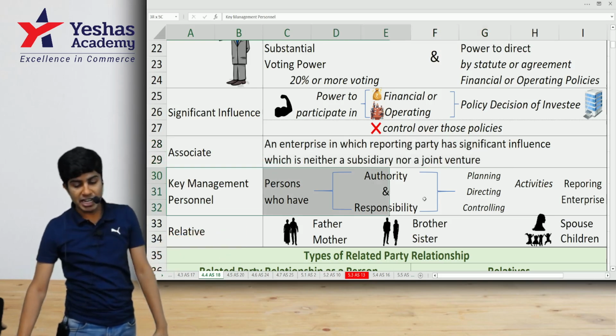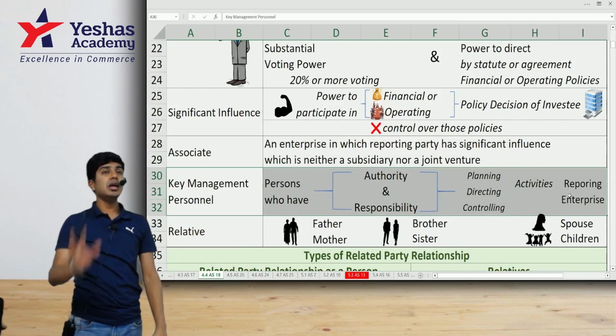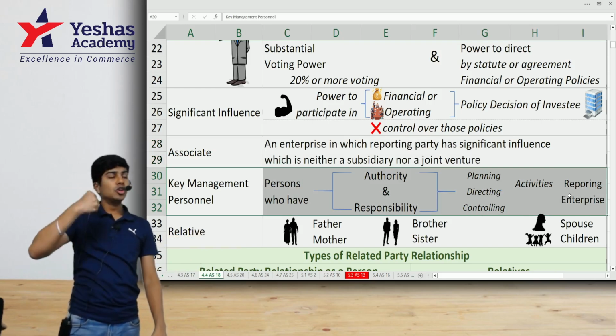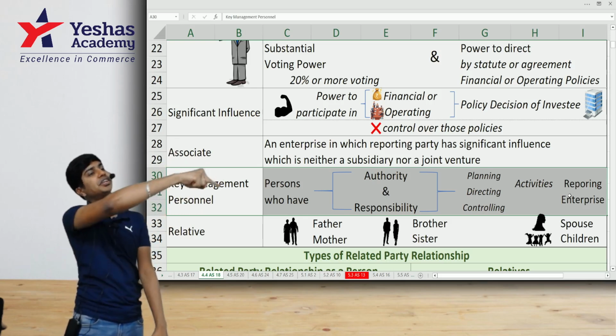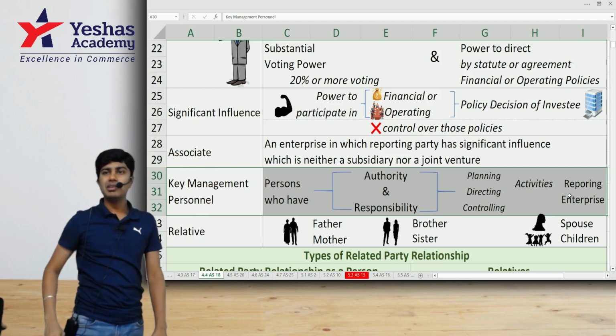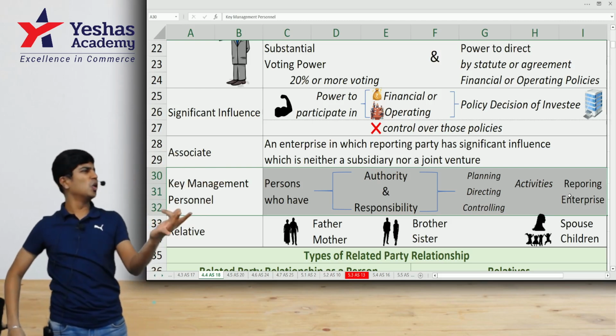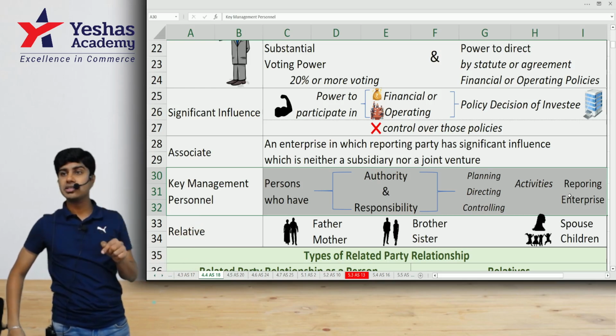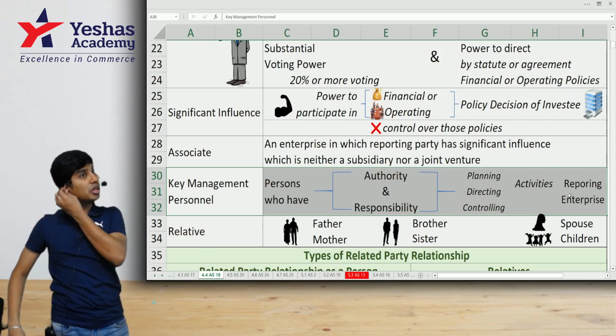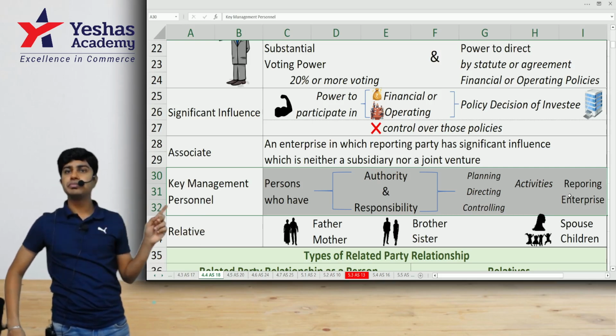Next one is key management personnel. Who is key management personnel? A person who has the power to direct, control, and manage financing and operating decisions of that company. Called KMP. Example, your CEO, CFO, whole-time director, managing director, all these people. Designation doesn't matter. Power matters. Let's say you don't have any designation, but you have the power. You are a KMP. Get it?